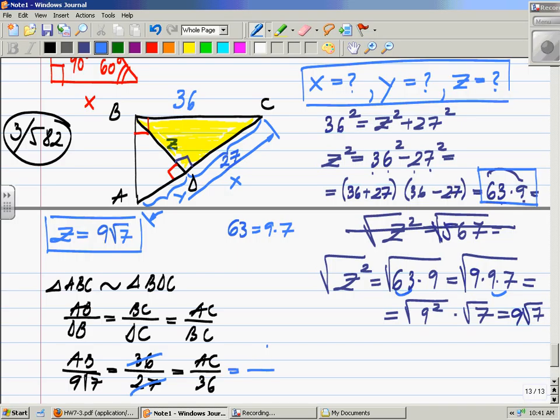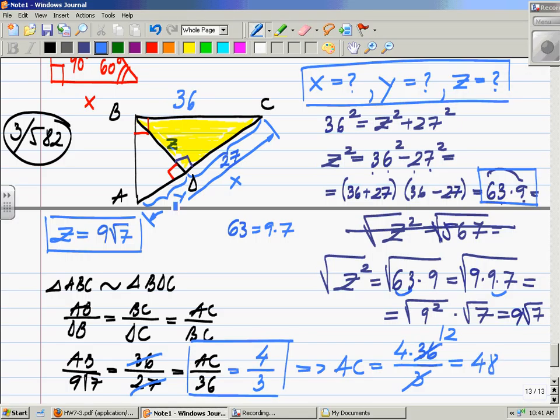4 over 3, right? And now to find your AC, you can use this proportion here, which means your AC will be 4 times 36 divided by 3. That will be 12 times 4, which is 48. AC is 48.